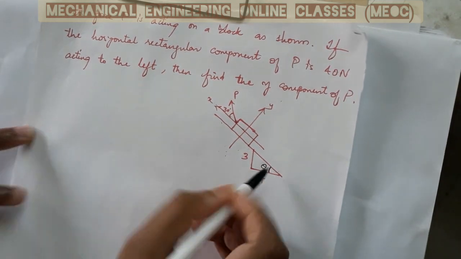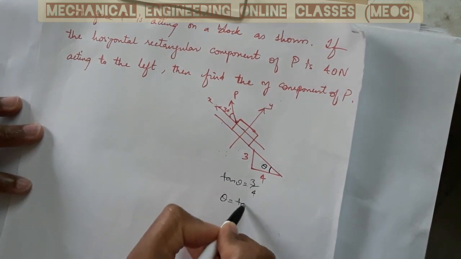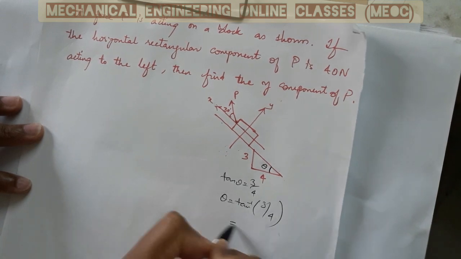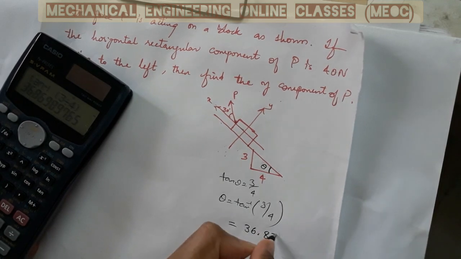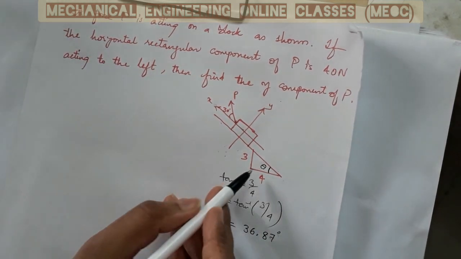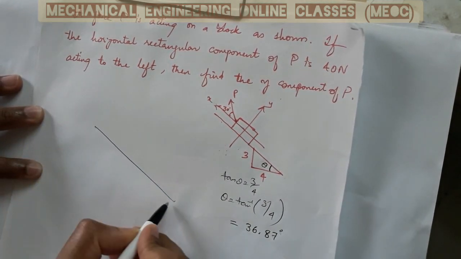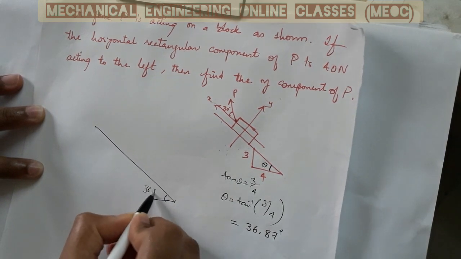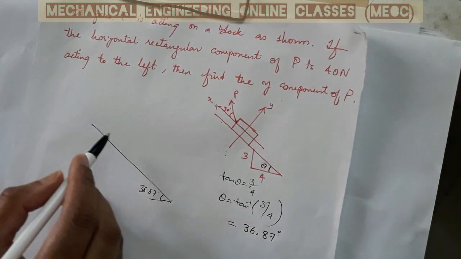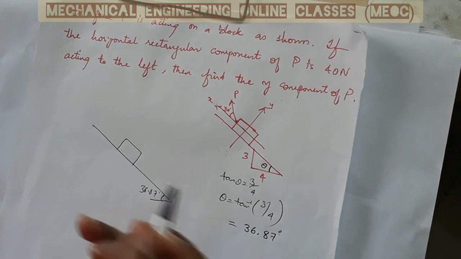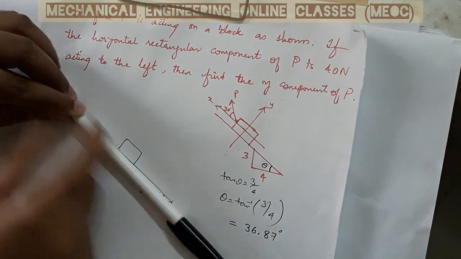What is this angle? This is tan theta equal to 3 by 4. So theta is equal to tan inverse 3 by 4. That will come out to be 36.869, so I am taking 36.87 degrees. So let me redraw. I am drawing the inclined plane at 36.87 degrees. I'm not measuring the angles, so I'm just roughly drawing it. The block is here. For mathematical purposes I have measured, but I don't have to use a protractor and then draw.